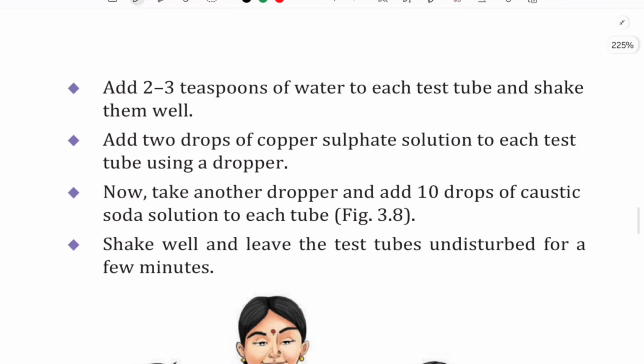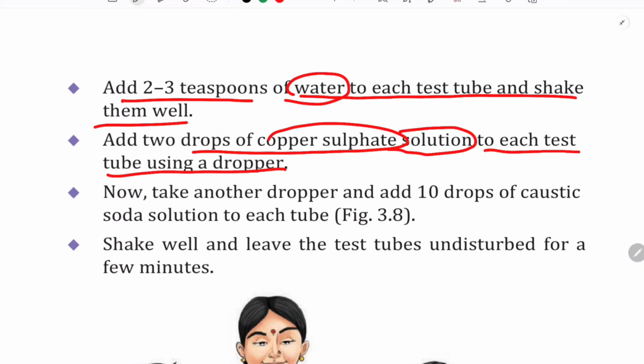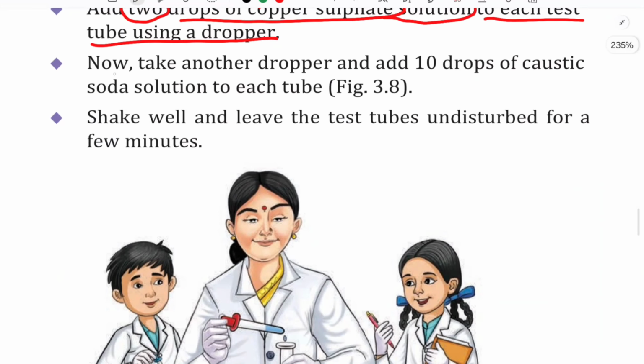After making a paste of those food items and keeping them in test tubes, now let us see. Add 2 to 3 teaspoons of water to each test tube and shake them well. Now after putting the crushed food items or the paste in, you have to add water again. And after that, add 2 drops of copper sulfate solution. This is the first chemical, which will be added to each test tube using a dropper. So after water, you have to put only 2 drops of copper sulfate solution. And see what they are doing here, we will see the picture as well.